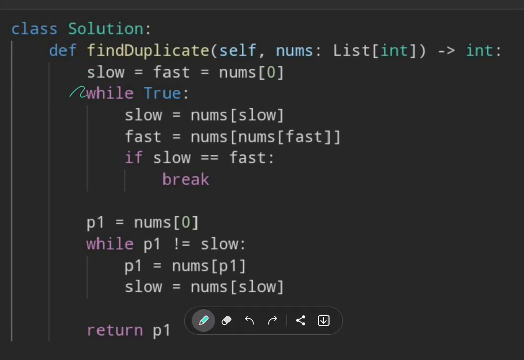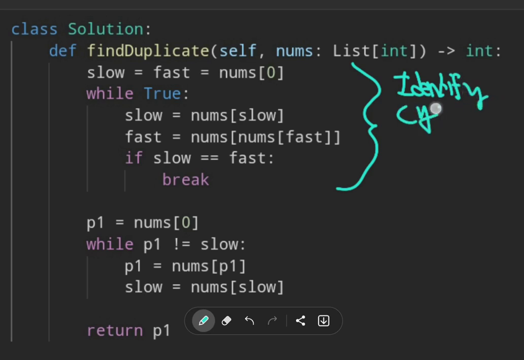So Floyd algorithm has two parts. One is identifying the cycle. We do this with slow and fast pointers. Both the slow and fast pointers are pointing to the first item. Then slow moves forward one place, and the fast moves forward two places. It goes in the array to one place and then another place, okay? So we go to the array where the slow is pointing to.